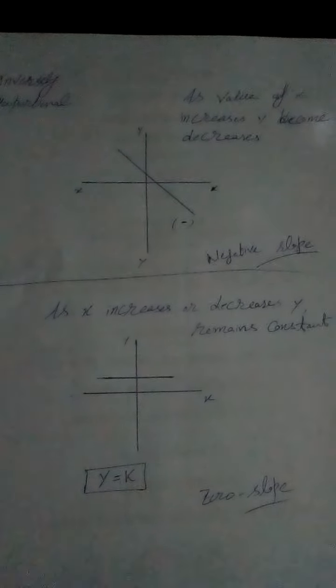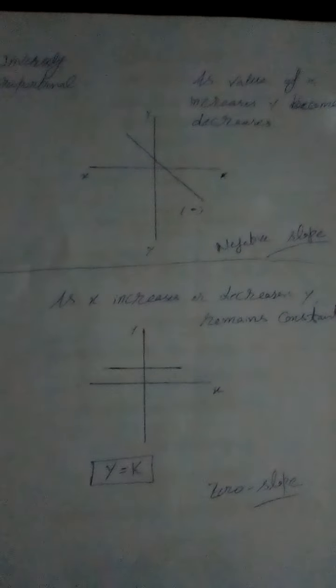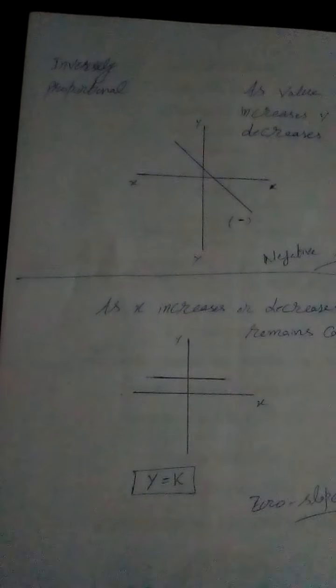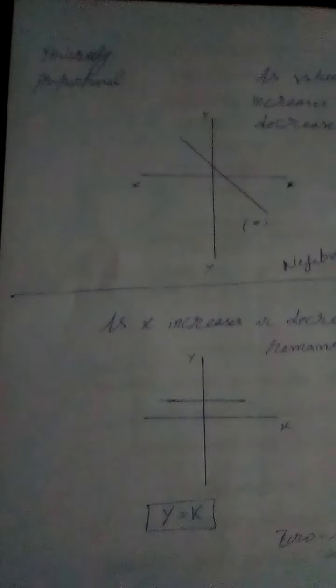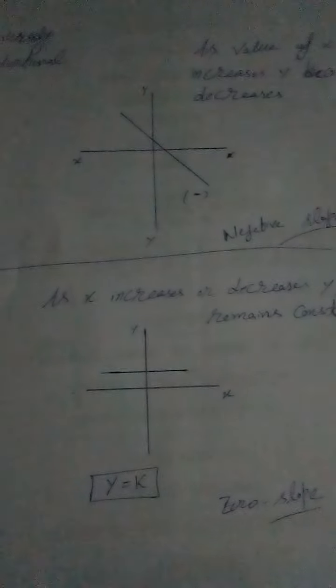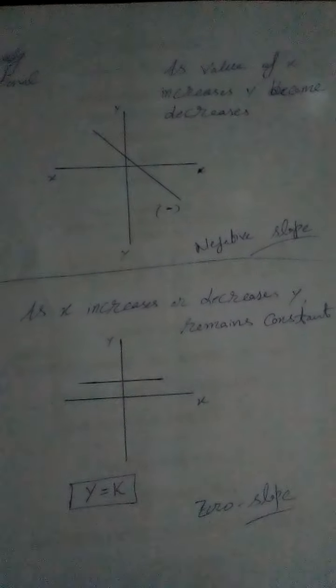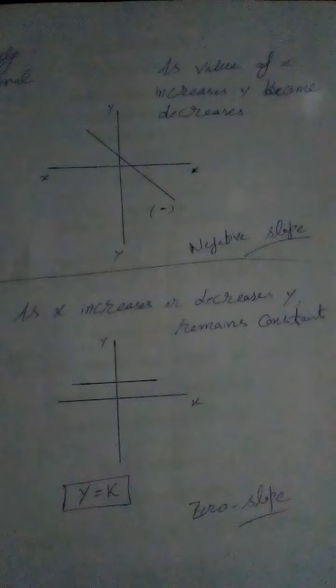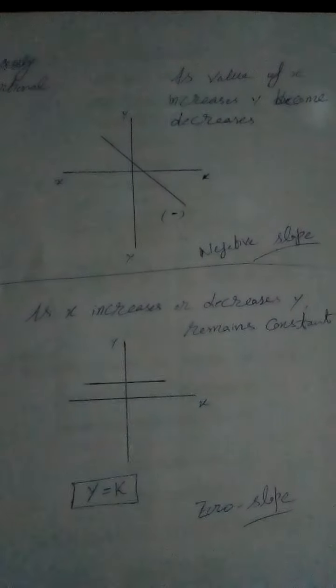This is the shape of a negative slope, and here you will see that the value is dependent. It is called inversely proportional, you can also say. This is when the value of x increases, y decreases. Okay, this is called the negative slope, which I have written here.